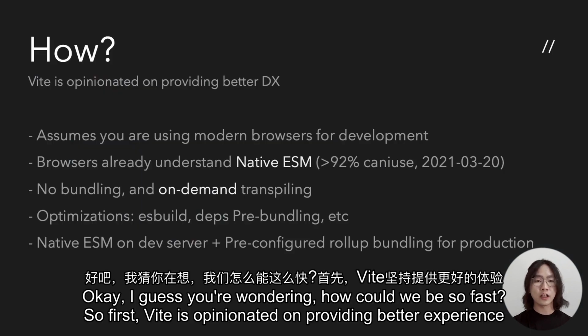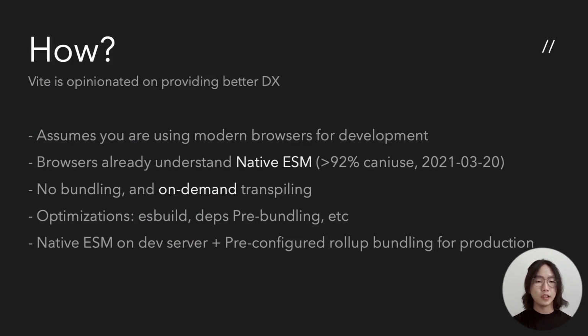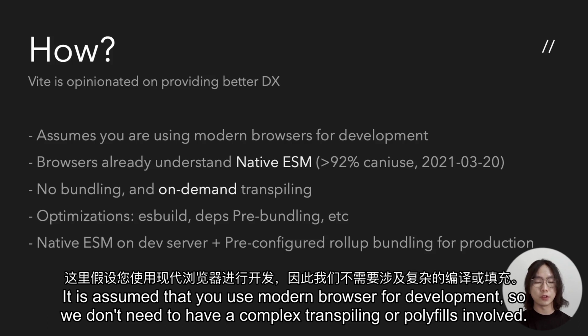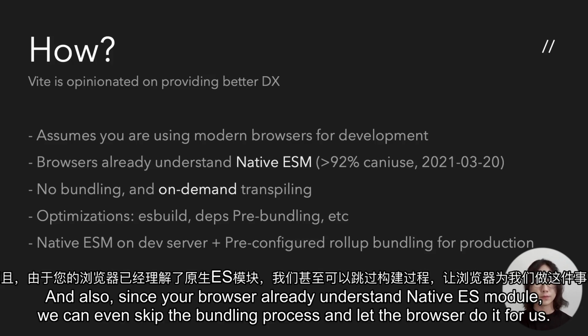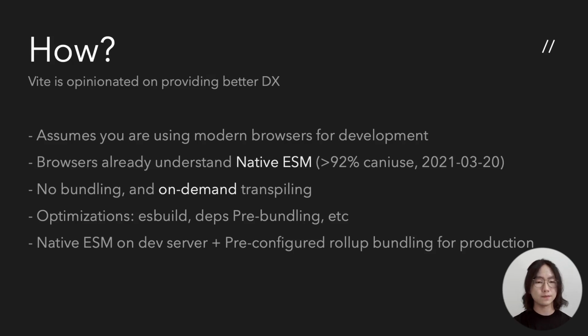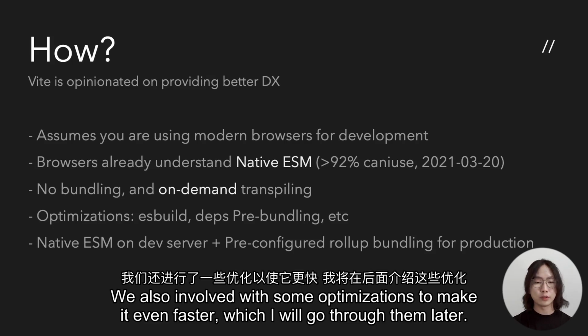Okay, I guess you are wondering how could Vite be so fast? So first, Vite is opinionated on providing a better experience. It assumes that you use a modern browser for development, so we don't need to have complex transpiling or polyfills involved. And also, since your browser already understands native ES modules, we can even skip the bundling process and let the browser do it for us. We also involved some optimizations to make it even faster, which I will go through later.